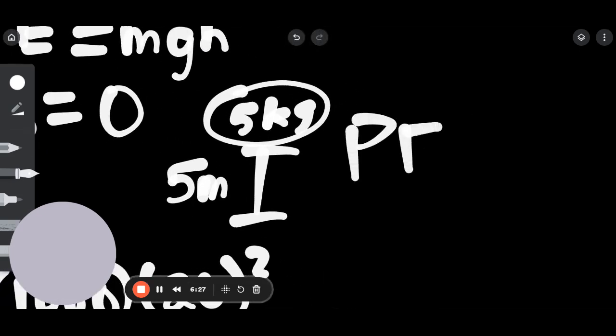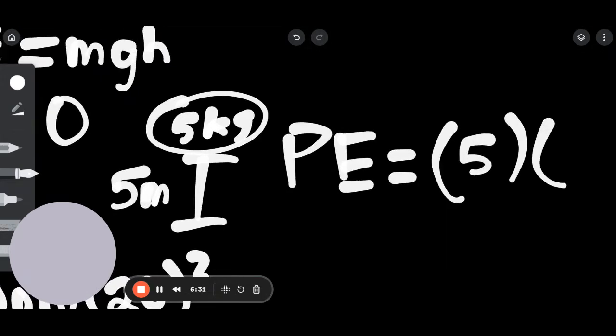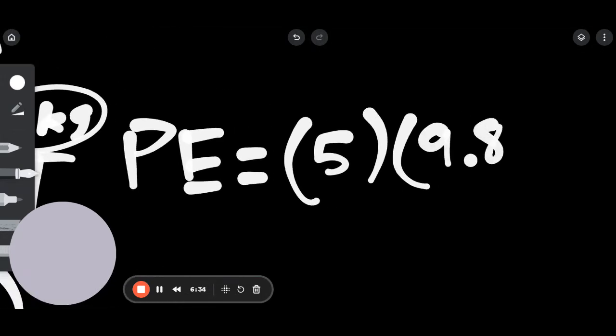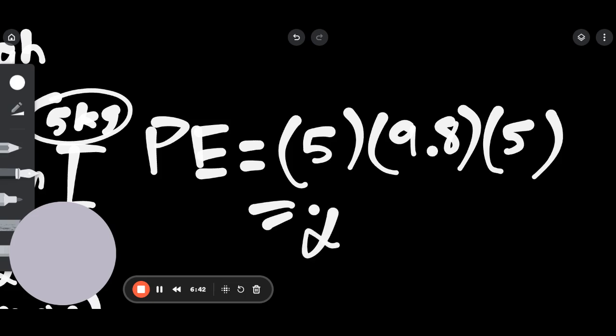Well, potential energy is equal to mgh, so it'd be 5 times g, which is 9.8, times the height, which is also 5. So if you plug it into your calculator, this equals 245 joules. That's how much gravitational potential energy there is.